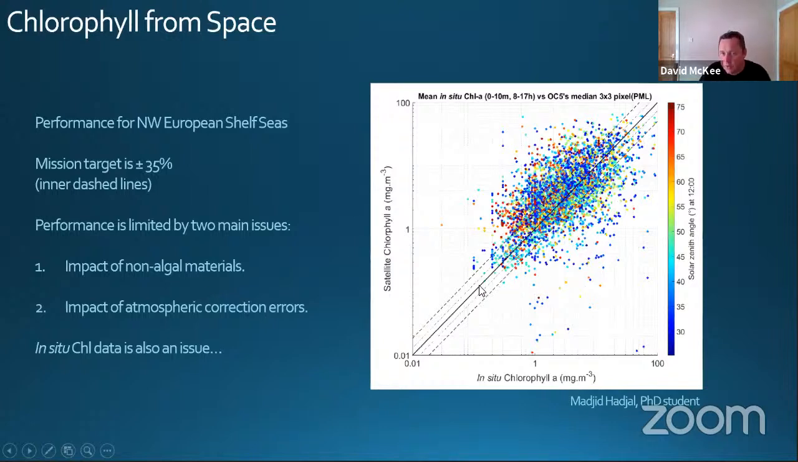The black line is the 1-to-1 line, and the inner dashed line is plus or minus 35%. The outer dashed line is plus or minus 100%. Now, there is clearly a degree of convergence of some sort, but I think it would be stretching credulity to say that that was a strong relationship, or the sort of data that you would really be comfortable staking the reputation of your environmental policy on.